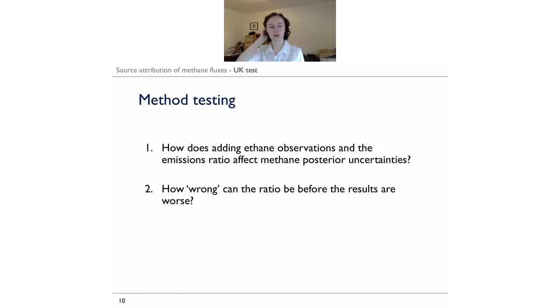So I'm just going to go through a couple of my pseudo data test results, which answer a couple of questions which are important when testing this method. I'm going to look into how adding these ethane observations and the emissions ratio between ethane and methane affects the posterior emission uncertainties, so the uncertainty we have on the estimates of methane emissions. And also I want to understand how wrong this ratio between methane and ethane can be before the results are actually worse than a single gas case.